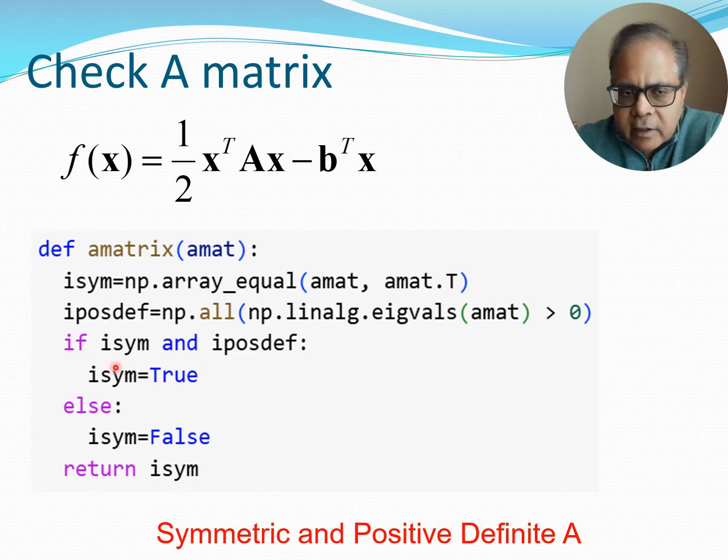Now what we do is check the situation: if both these conditions are true, that is, it is symmetric and positive definite, then I say ISIM is true and return this. And if both are not true, then I return ISIM is false. So this is going to help me check whether the A matrix is positive definite and symmetric or not.